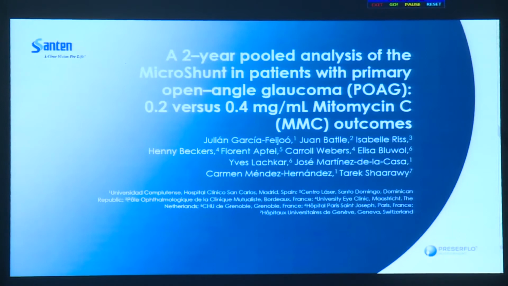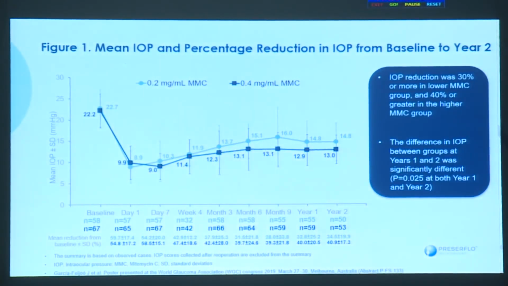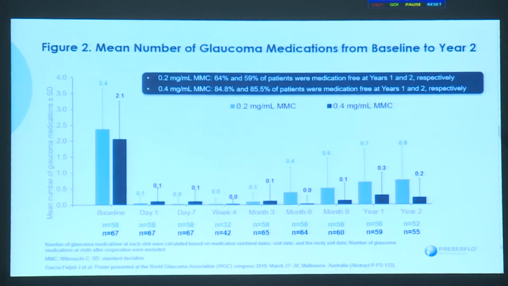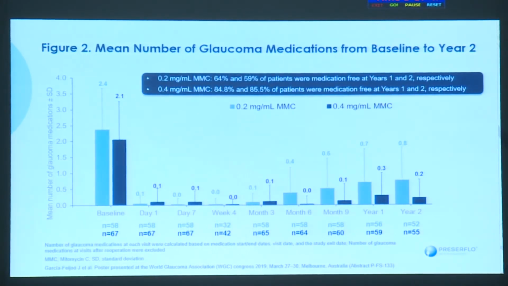We can look quickly at the data for mitomycin C, different doses of mitomycin C with the PreserFlo shunt. So they looked at mitomycin C of 0.2 milligrams per ml versus 0.4 milligrams per ml, and it did show pretty effective pressure lowering at either mitomycin C dose. The higher dose of mitomycin C did lead to more IOP lowering, not surprisingly.